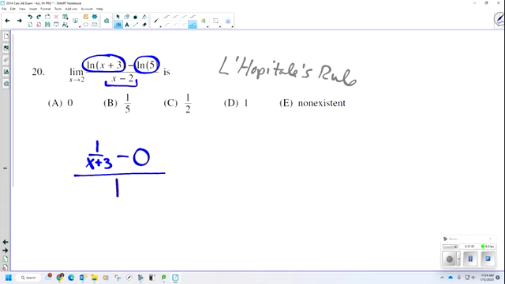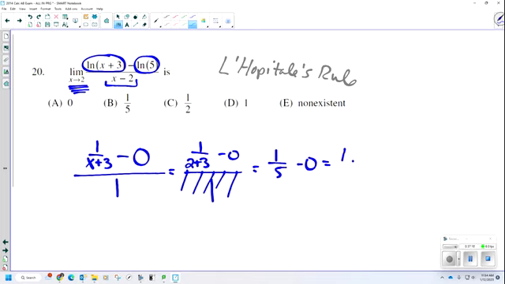Now I'm going to try and throw my 2 in again. So I get 1 over 2 plus 3 minus 0, over 1. Anything over 1 is itself. And then I end up with 1/5 minus 0, which is just 1/5. Really that easy. If you know L'Hopital's rule, that's going to get you out of a lot of jams. But you can only use it when you end up with 0 over 0 when you plug in that limit value. We are done.